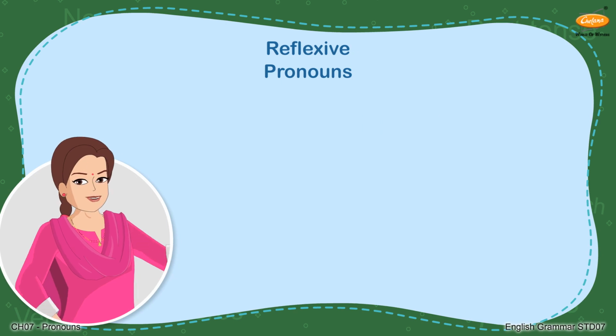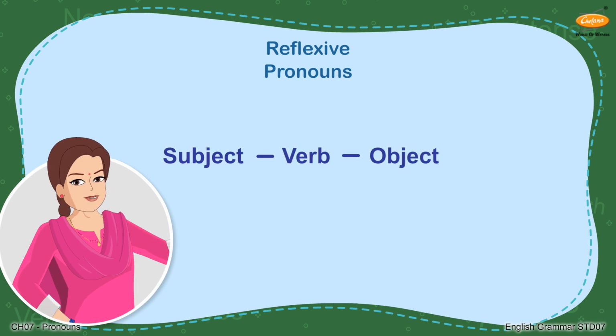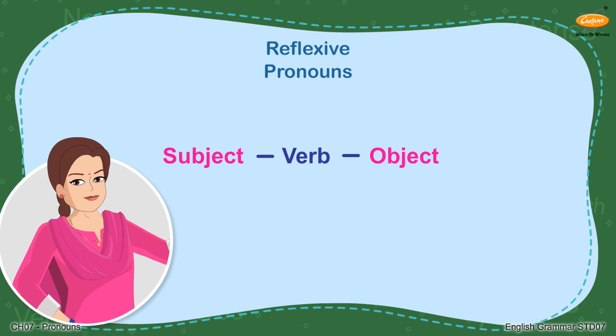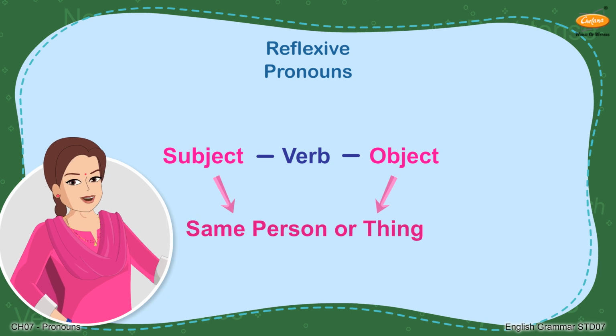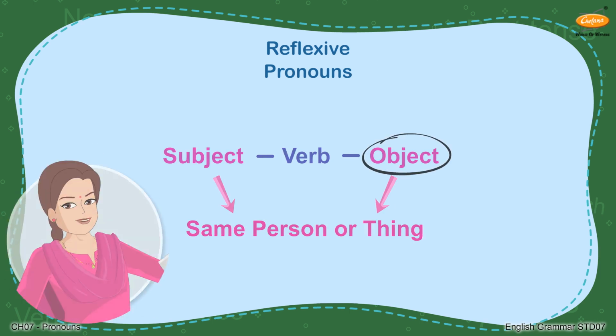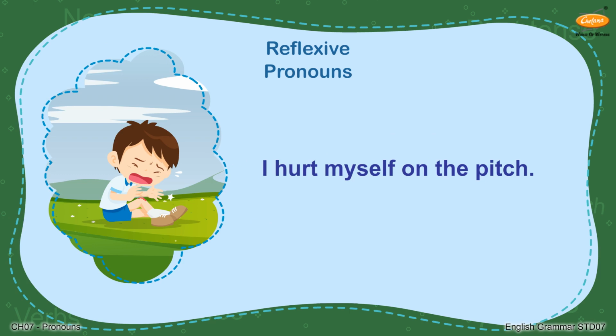Reflexive pronouns are used when the action performed by the subject acts upon the subject. This means that the subject and the object refer to the same person or thing, and the pronoun used as the object is the reflexive pronoun. I hurt myself on the pitch. Here, the object, myself, refers to the subject, I, and the action of hurting happens upon the subject.